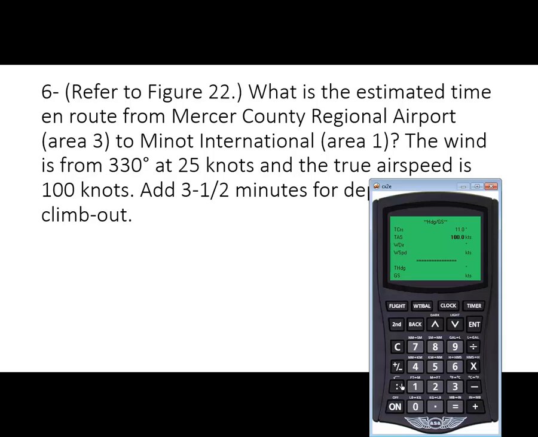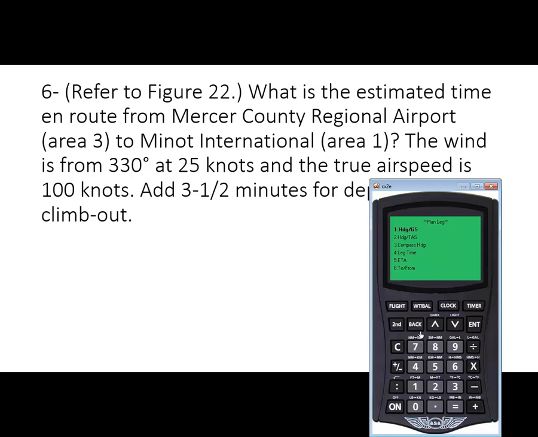So we'll type that in there, 100 knots. Wind direction is 330 at 25 knots. We just solved that, and got our ground speed. 79.8 knots is our ground speed, our true airspeed corrected for winds.